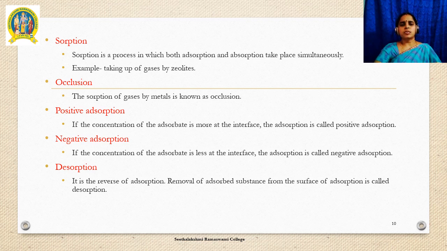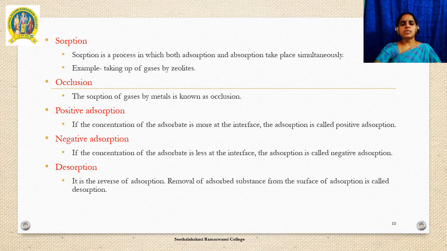Occlusion. The sorption of gases by metals is known as occlusion. Positive adsorption. If the concentration of the adsorbate is more at the interface, the adsorption is called positive adsorption. Negative adsorption. If the concentration of the adsorbate is less at the interface, the adsorption is called negative adsorption.